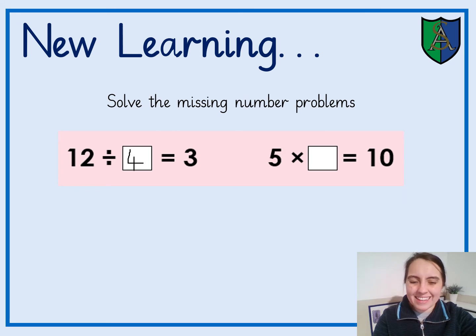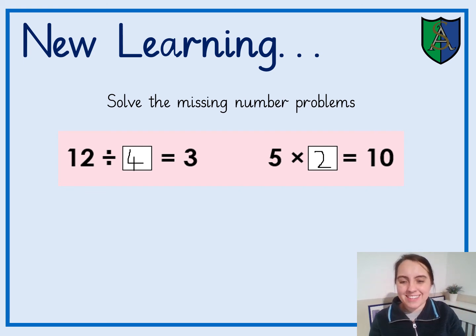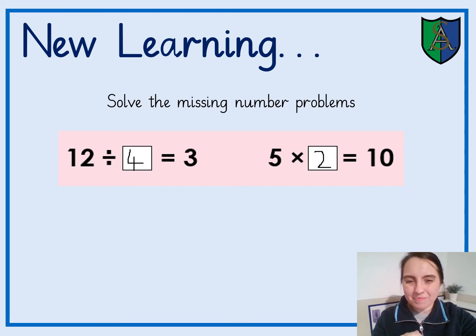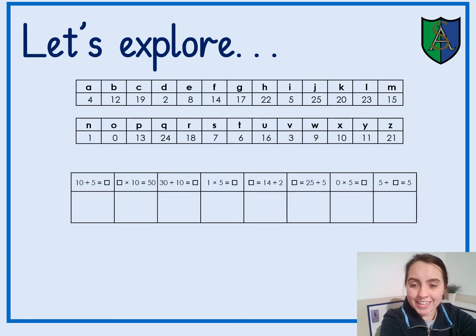The answer is 2. Now we know that this is correct even without drawing it out, because we know that when we times by 2, we just double it, don't we? So we know that double 5 is equal to 10. So we know that that's the correct missing number. Well done, everyone. Okay, children, it's now time for our Let's Explore.